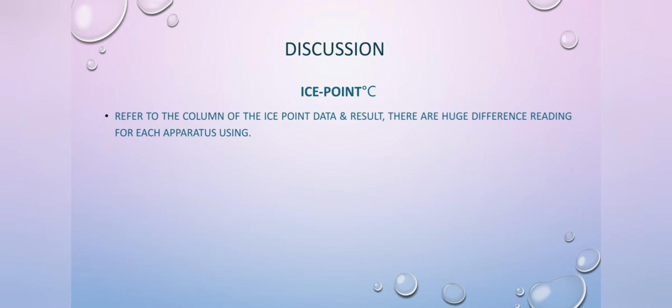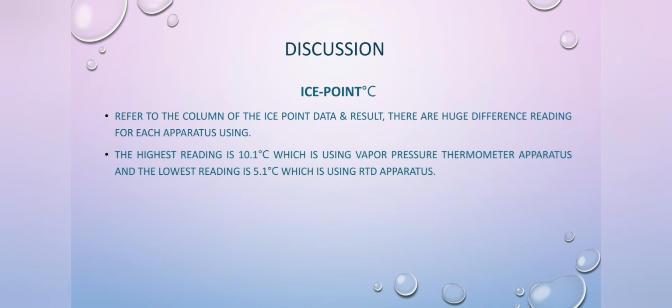The discussion for ice point. Refer to the ice point column of the data and result. There are huge differences in the readings for each apparatus used. The highest reading is 10.1 degrees Celsius, which is from the vapor pressure thermometer, and the lowest reading is 5.1 degrees Celsius, which is from the RTD apparatus.